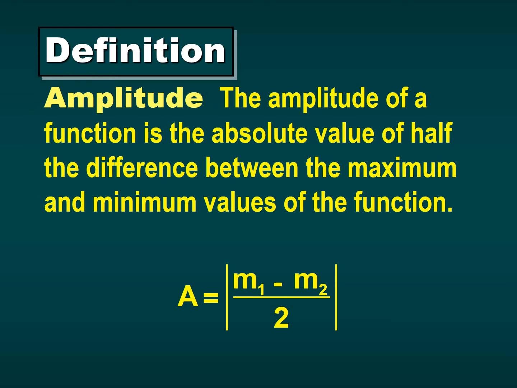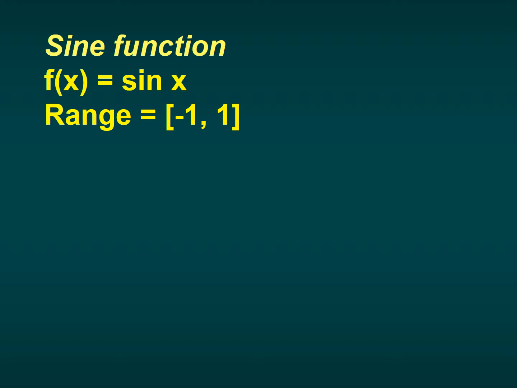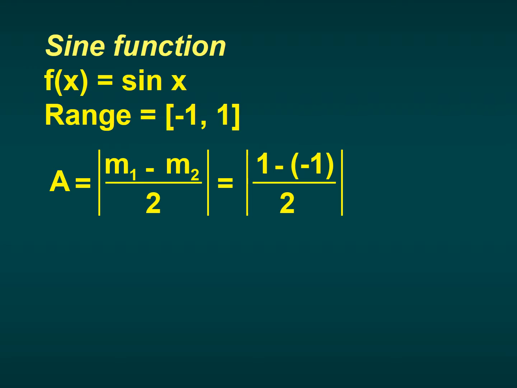And you're like, well, it's kind of obvious from the graph what the amplitude is. However, when your graph starts to shift up and down, it's going to be a little bit difficult to determine the amplitude, and that's why we have this formula. So let's take a look at our sine function and how to calculate using the formula. Our minimum and maximum are -1 and 1. And 1 minus -1 is 2. Divided by 2 is 1. And the absolute value of 1 is 1. So we have an amplitude of 1 for our sine function.